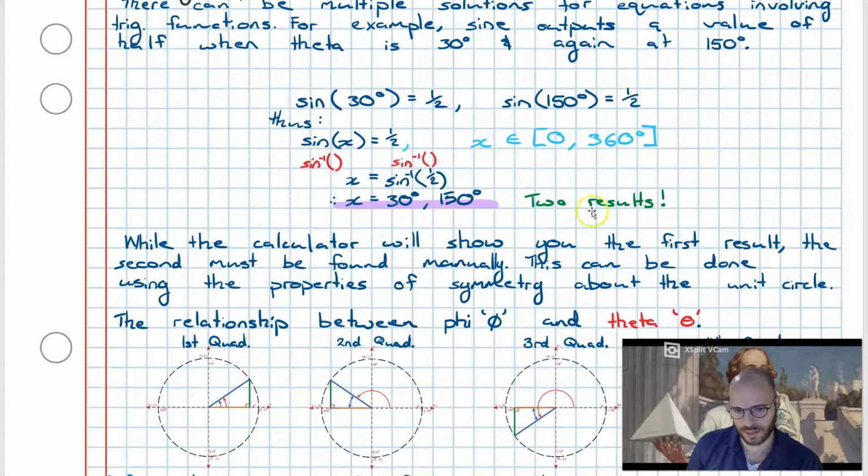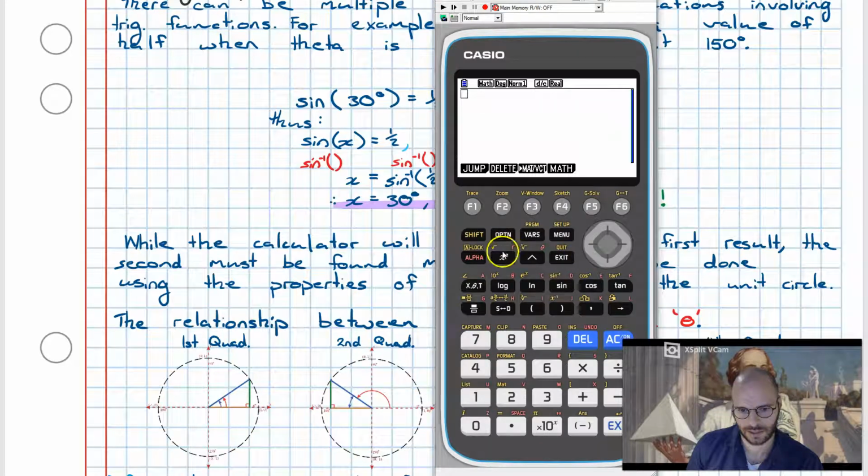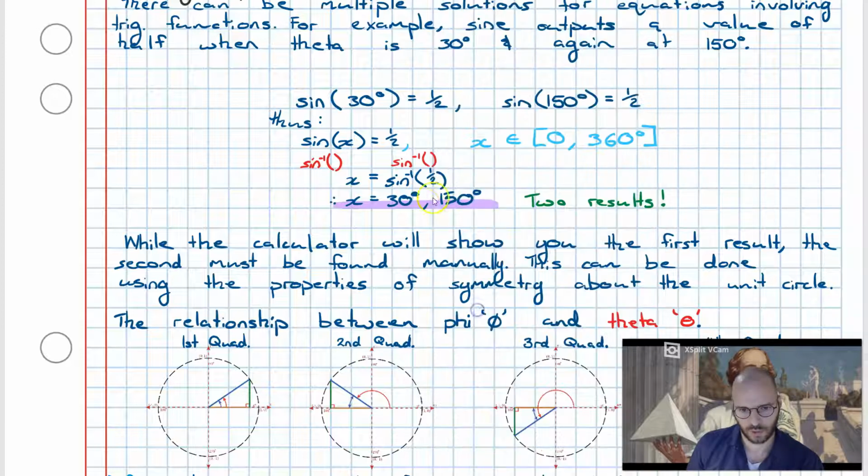However, the problem arises when we actually use this in our calculators. So we bring up our calculators and we put in inverse sine of 1 over 2. What you're going to find is the calculator is only going to tell us the first solution to these problems, even though we know if we put in sine of 150, it will also be a half. So what we're going to look at in this particular lesson is how we can find the second solution to equations that involve trig functions.